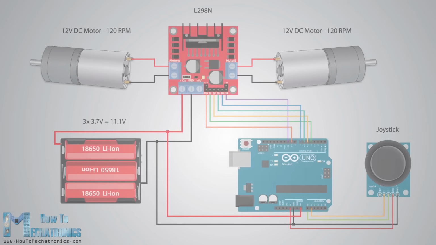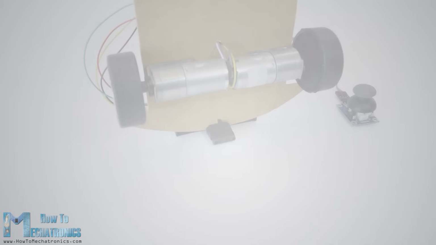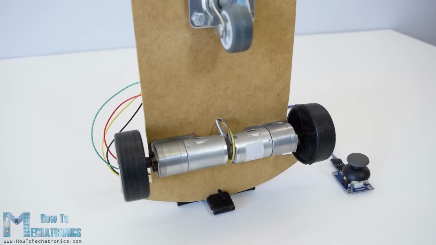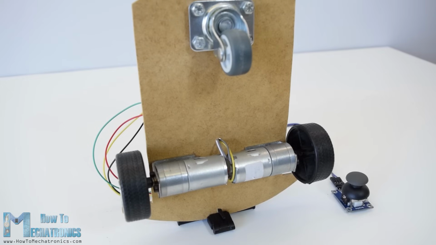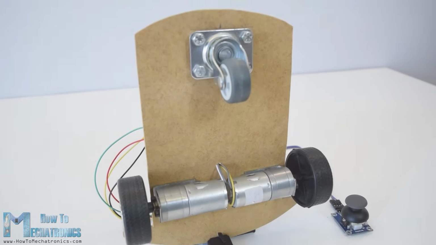Here's the circuit schematic. All we need is two DC motors, the L298N driver, an Arduino board and a joystick for the control. As for the power supply, I chose to use three 3.7V lithium batteries, providing a total of 11 volts. I made the chassis out of 3mm thick plywood, attached the motors to it using metal brackets, attached wheels to the motors and in front attached a swivel wheel.